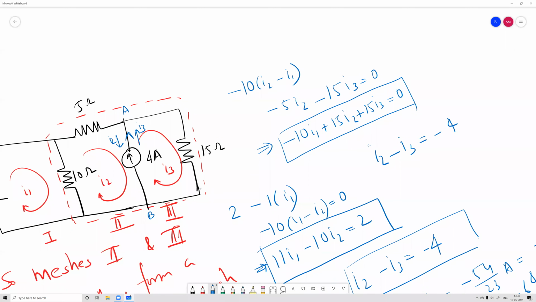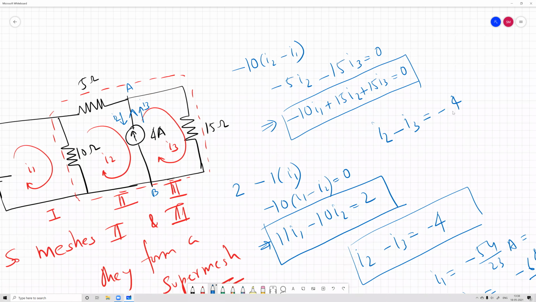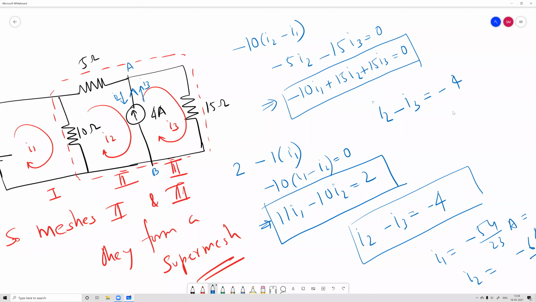So what is the significance of taking that as a supermesh? That makes this calculation really easier. Otherwise, how will you solve it? Tell me, how will you form the node equations otherwise? Because the potential difference across this is unknown. What is the potential difference across this node? That will be 15 times I3.